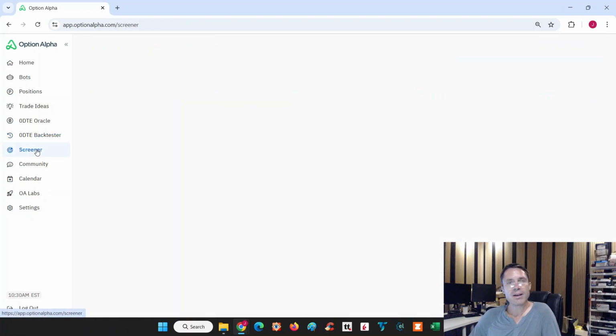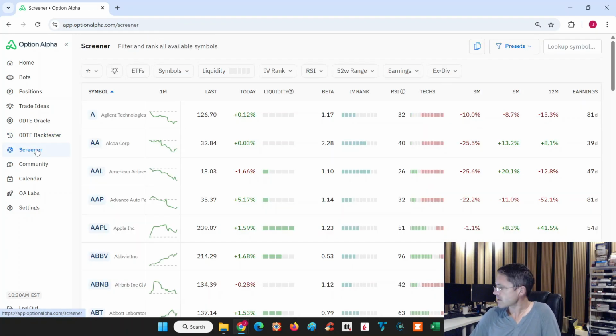Now that I'm on here clicking around, I'm just reminding myself how good this bit of kit is. So screener, it has, well, all these. You can filter by liquidity, IV rank, RSI, 52-week range, earnings, ex-dividend, you name it, you can filter by it. And that will give you a short list of stocks maybe that you want to be looking at.